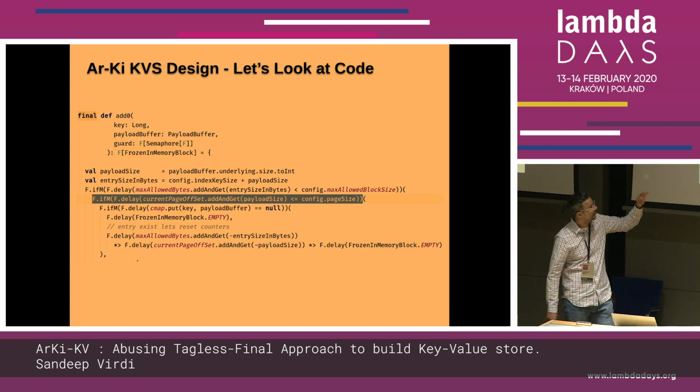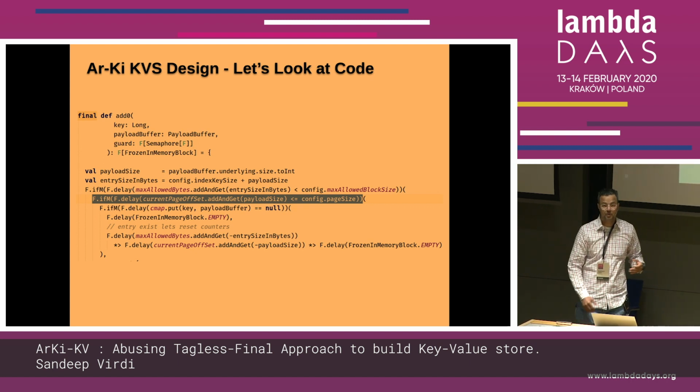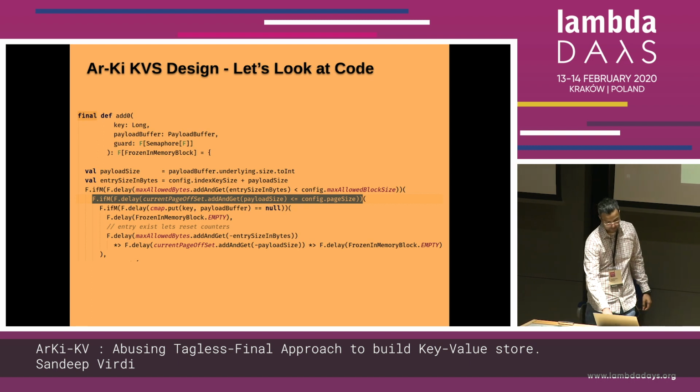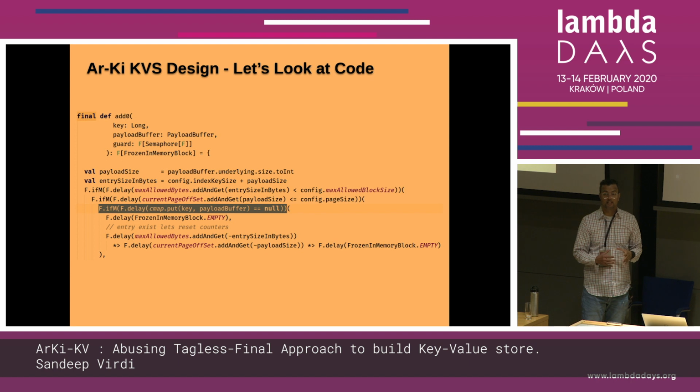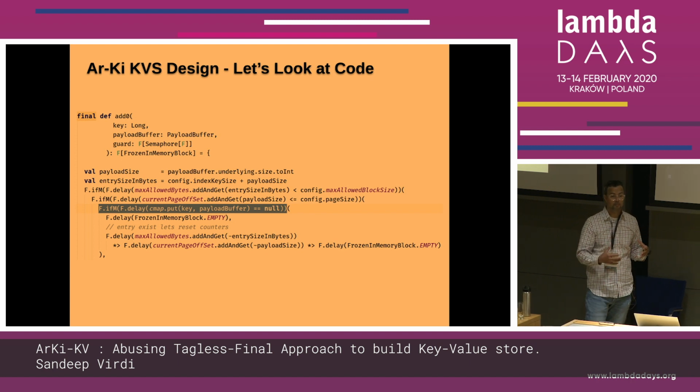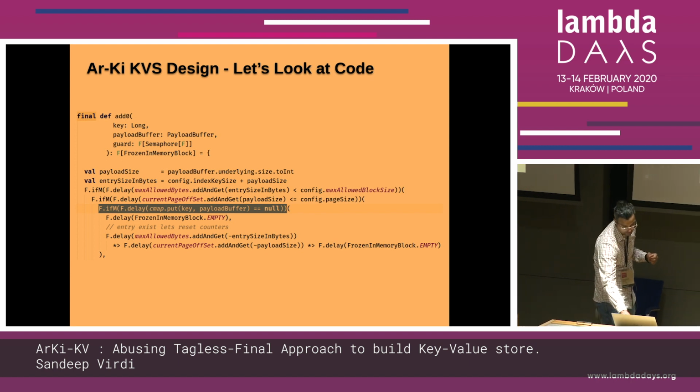Next, we make sure that the data is page aligned. We don't want to exceed 4K. We do that check. And then if everything is good, we go ahead and add it to the CMAP. This is where you're effectively adding the data at level 0. This is the in-memory component of your LSM index.